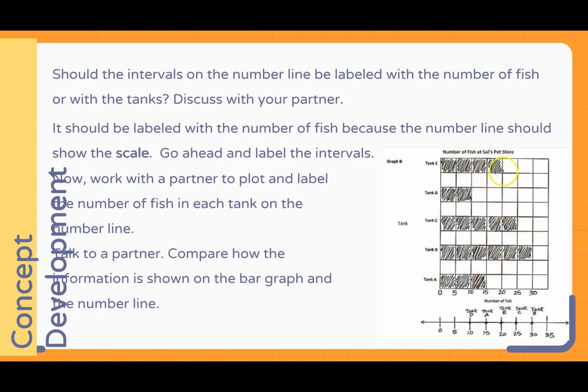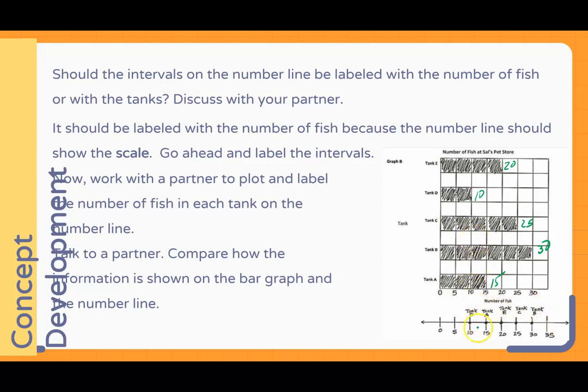So here we have 20. Here we have 10, 25, 30, and 15. All they did on the number line was go from 0 to 35. Why 35? Because the last one is 30, so they went 35.